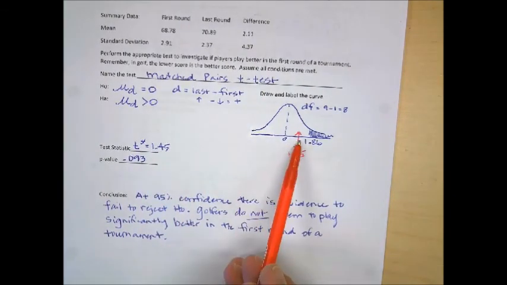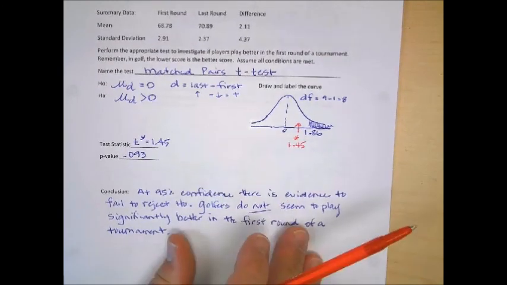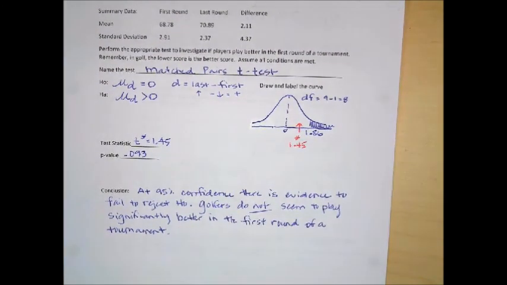That's not in the rejection area. Your calculator will also tell you that the p-value is 0.093, which is greater than 0.05. So any way you look at it, this is a fail to reject H0. So at 95% confidence, there is evidence to fail to reject H0. Golfers do not seem to play significantly better in the first round of a tournament.